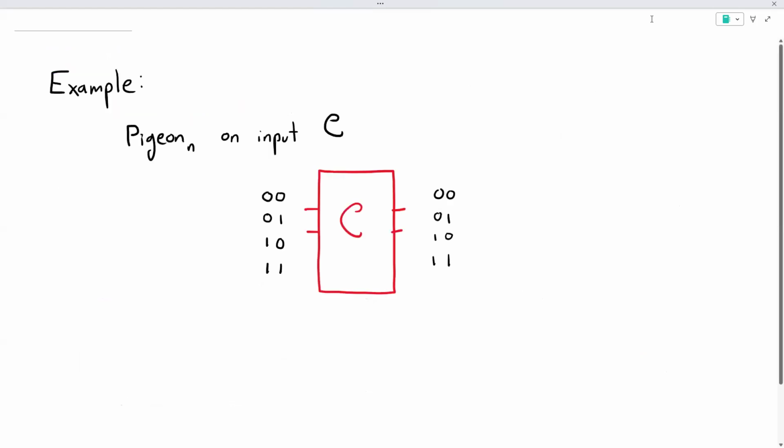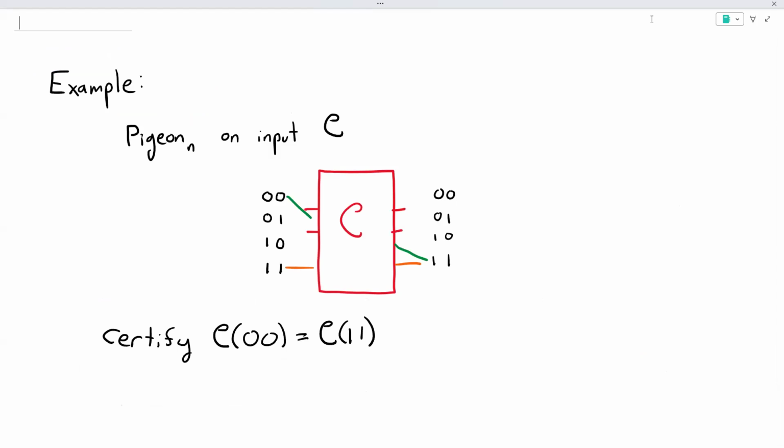So just as a sanity check, let's make sure that Pigeon is a TFNP problem. I give you some circuit, and suppose I tell you that the solution is that there's a collision on pigeon 0 and pigeon 3. Well, then all I have to do is run the circuit on 0, 0 and run the circuit on 1, 1, and see that the outputs match. And that is a polynomial time verification.